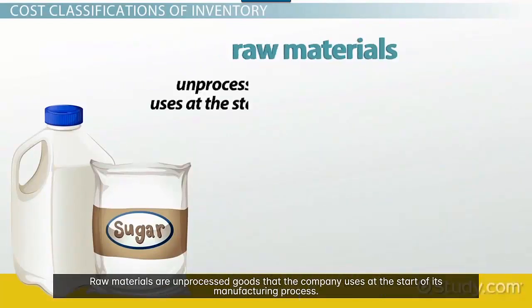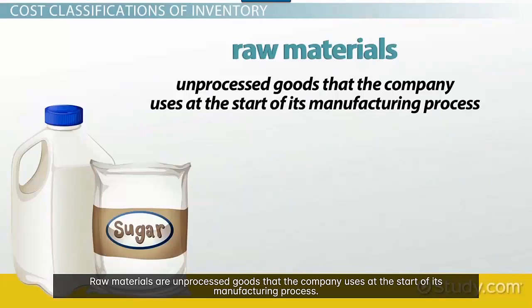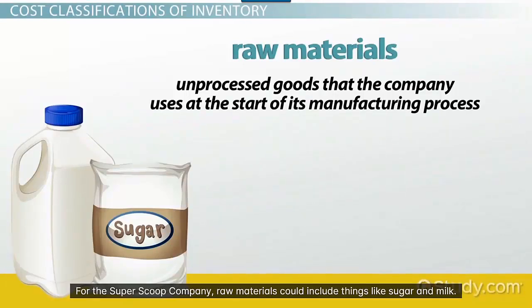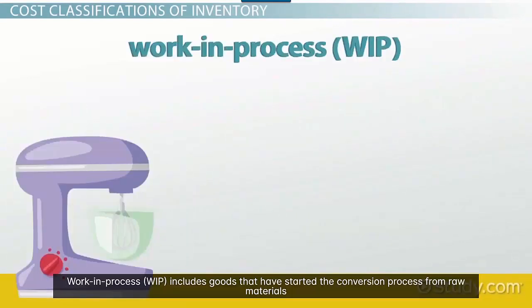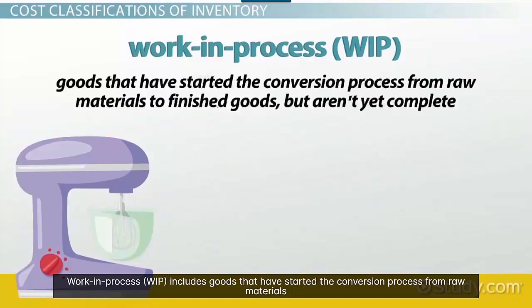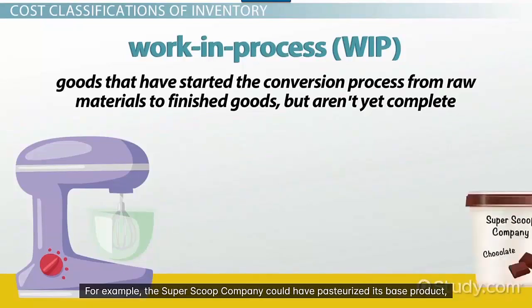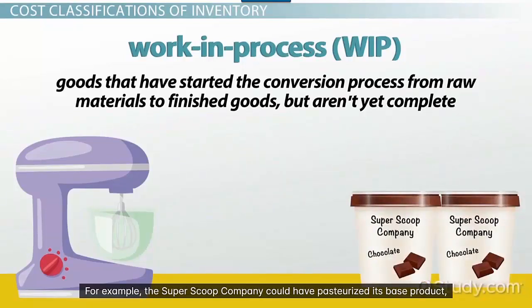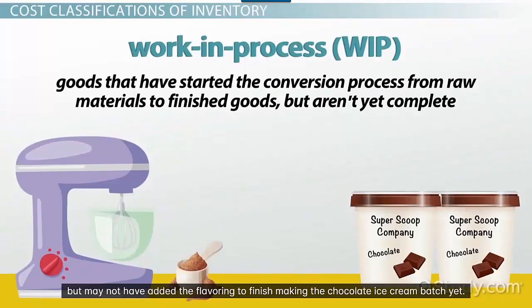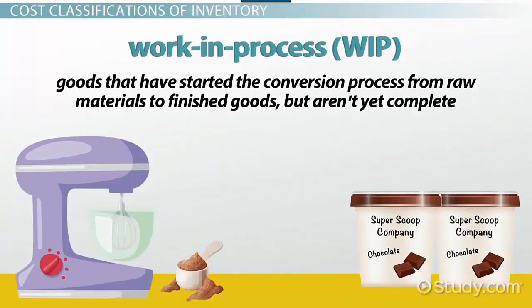Raw materials are unprocessed goods that the company uses at the start of its manufacturing process. For the Super Scoop Company, raw materials could include things like sugar and milk. Work in process, or WIP, includes goods that have started the conversion process from raw materials to finished goods but aren't yet complete. For example, the Super Scoop Company could have pasteurized its base product but may not have added the flavoring to finish making the chocolate ice cream batch yet.